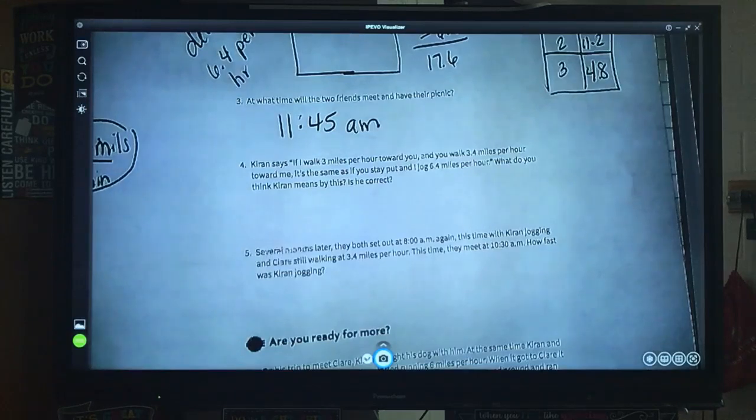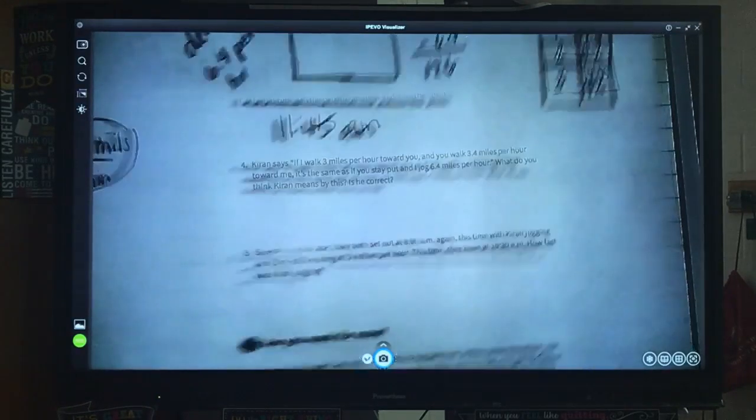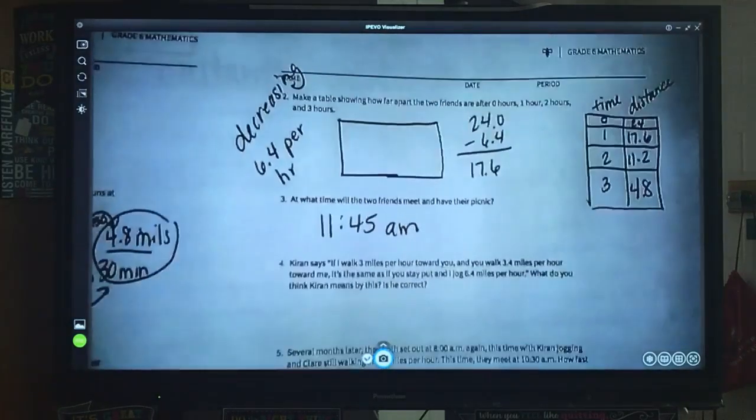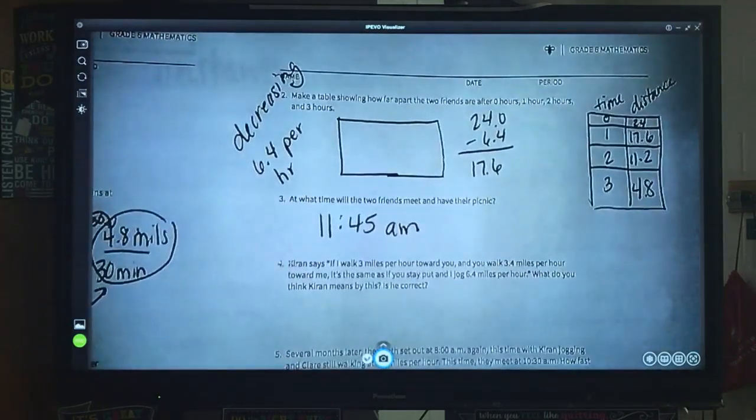Alright, let's go ahead and go over number 4. So, lots of interesting things. Cooper, you guys said you tried something. What did you come up with? But it didn't work. Well, what's your answer for number 4? Well, hold on. Let's read number 4 first.